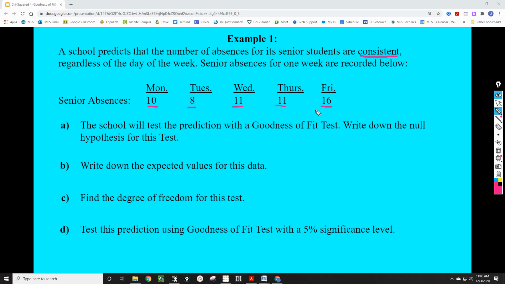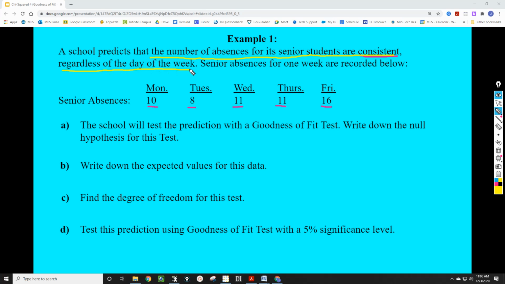So let's start by answering the first question. It says the school will test the prediction with a goodness of fit test. Write down the null hypothesis for this test. So let's go back to the prediction. What are they predicting? The school predicts that the number of absences for its senior students are consistent regardless of the day of the week.